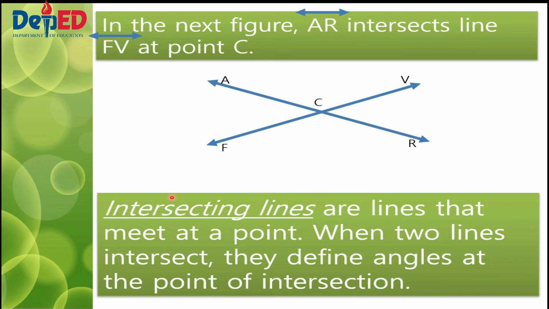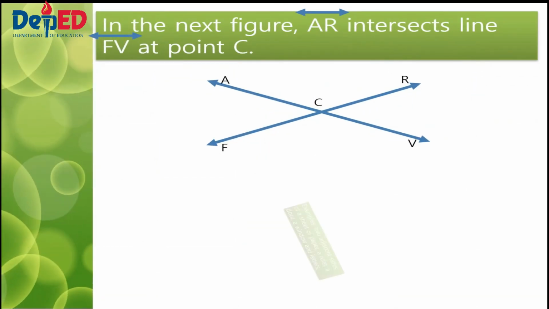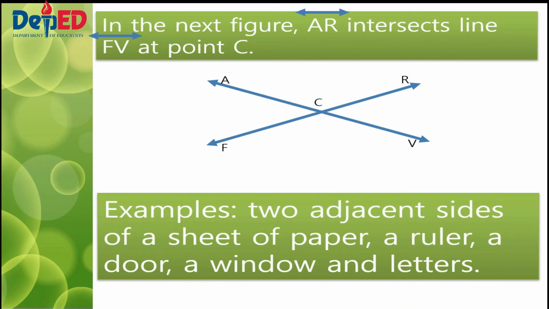In the next figure, line AR intersects line FB at point C. Intersecting lines are lines that meet at a point. When two lines intersect, they define angles at the point of intersection. So in our figure, the point of intersection is at point C. Here are the examples of intersecting lines. We have two adjacent sides of a sheet of paper, a ruler, a door, a window, and letters.